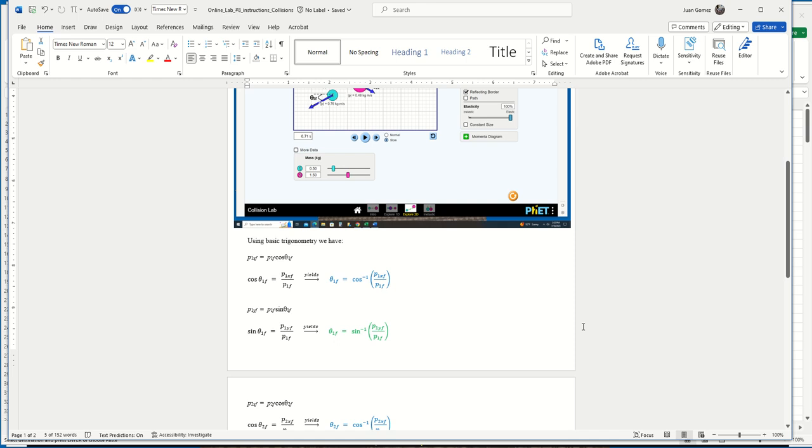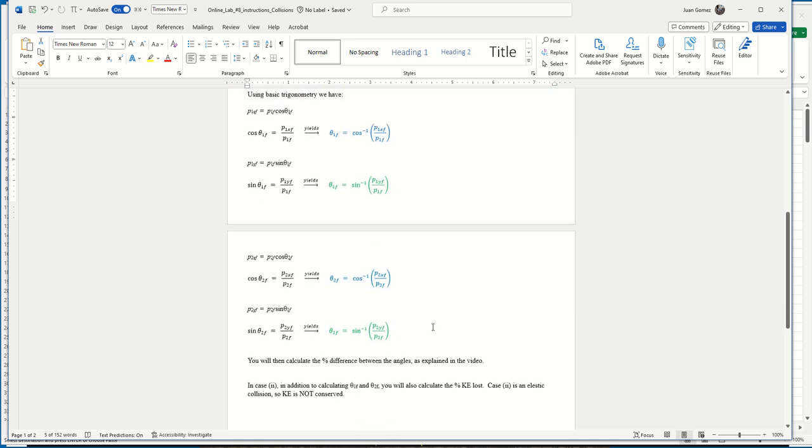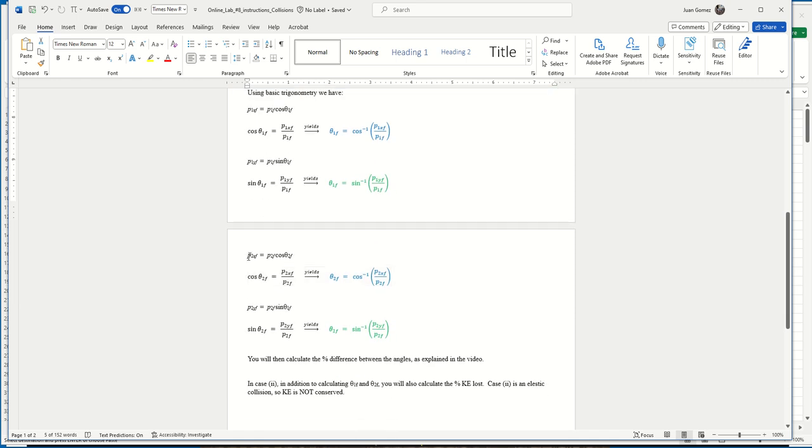Remember, the x component is cosine, the y component is sine. So again, sine theta 1 final is P1 yf over P1 f. That gives you theta 1 final equals inverse sine of P1 yf over P1 f. So we're going to calculate, and again, they should give the same angle because the trig applies. And likewise, you're going to do the same thing for M2.